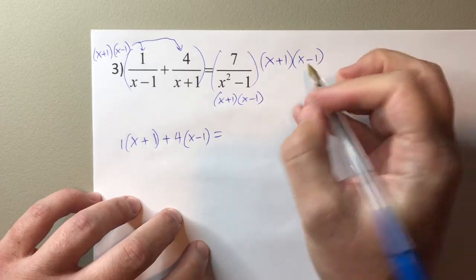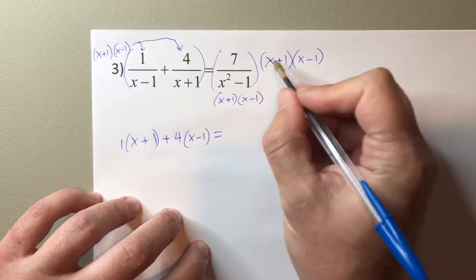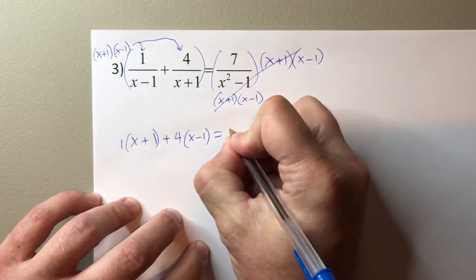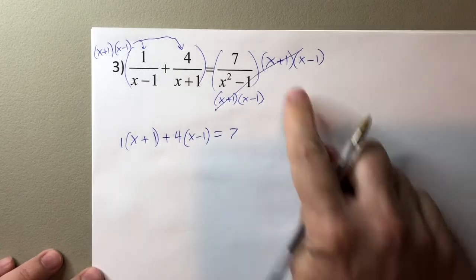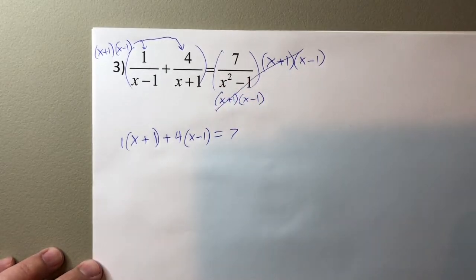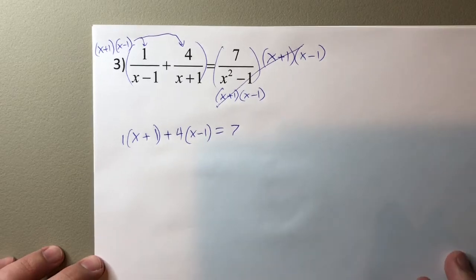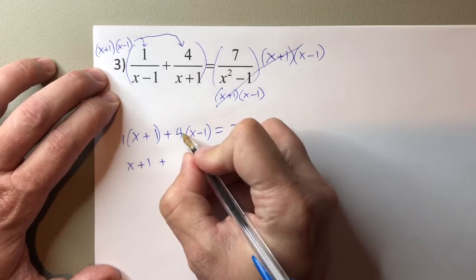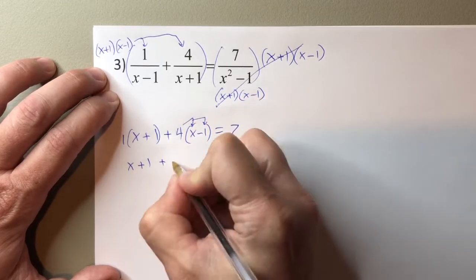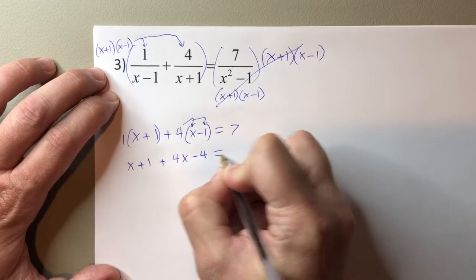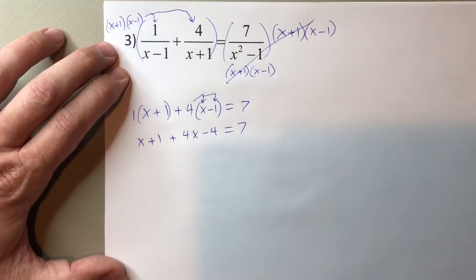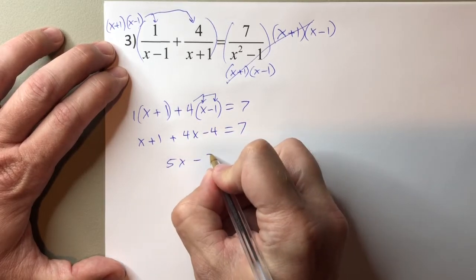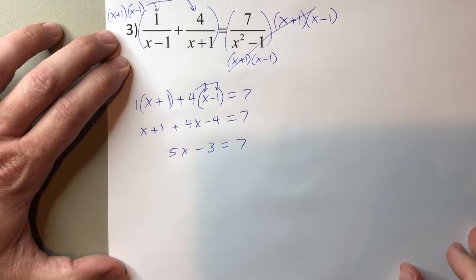Now on the right-hand side, notice, again, this is equal to the LCD, so they are both eliminated, and you're left with just a 7. LCD divided by the LCD, of course, just gives you 1. So 1 times 7 is 7. All right, let's distribute. Here we get what we thought, x plus 1. Now distribute the 4 through. So that would be 4x minus 4 equals 7. And then go to work. X plus 4x is 5x. 1 minus 4 is minus 3. That's still equal to 7.